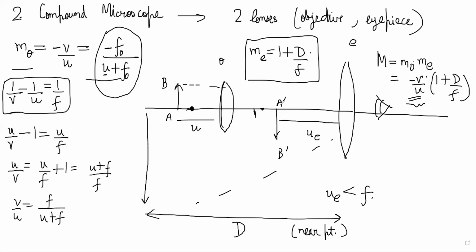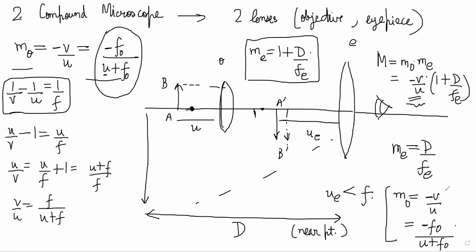In case the final image is produced at far point, in case this was on the focus, the second magnification me would have been just d by f. This is fe, by the way. And the first magnification would have been the same, minus v by u, which is equal to minus f naught by u plus f naught. You multiply these two, and that is the second case when the image is at far point.